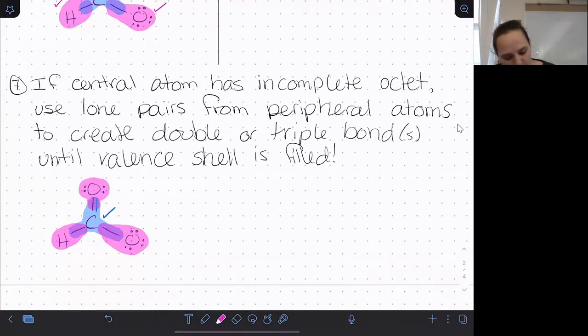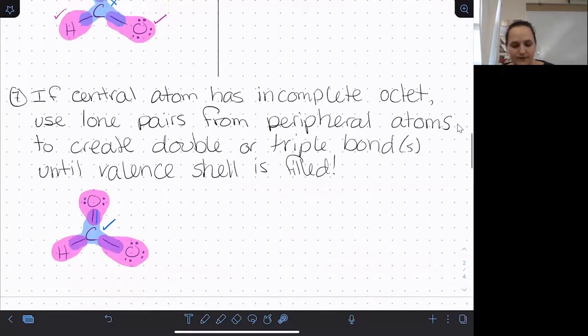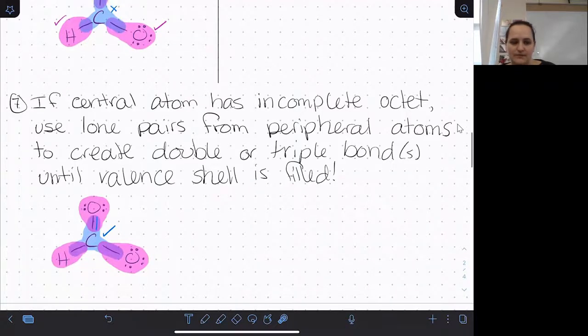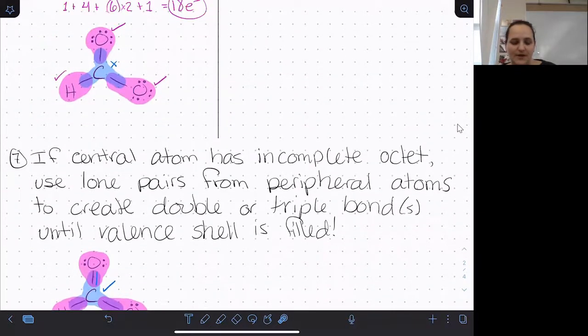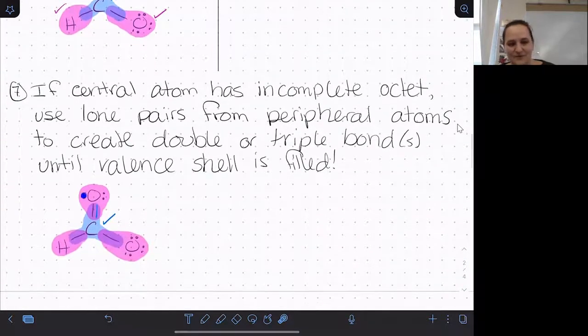We did change something about the way the electrons are arranged on this oxygen. Previously, it had 6 non-bonding electrons and 2 bonding electrons for a total of 8. Now it has 4 non-bonding and 4 bonding, still a total of 8. So we've now kept the valence shell filled for the oxygen, and we've also now filled up the valence shell for the carbon as well by creating this second bond.